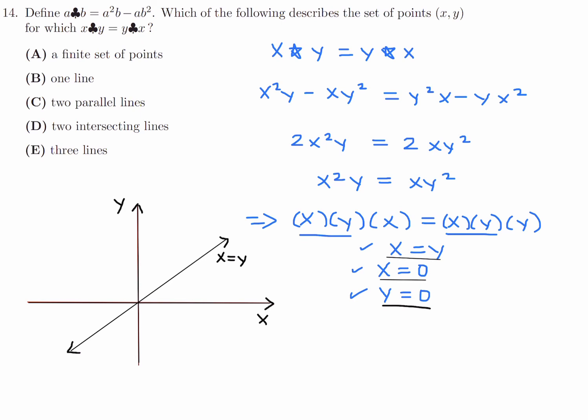So what that means is you got three lines. This is your first line right here, this is your second line right here, and this is your third line right there. So three lines is the description for the set of points that satisfy that equation, and therefore number 14 would be E.